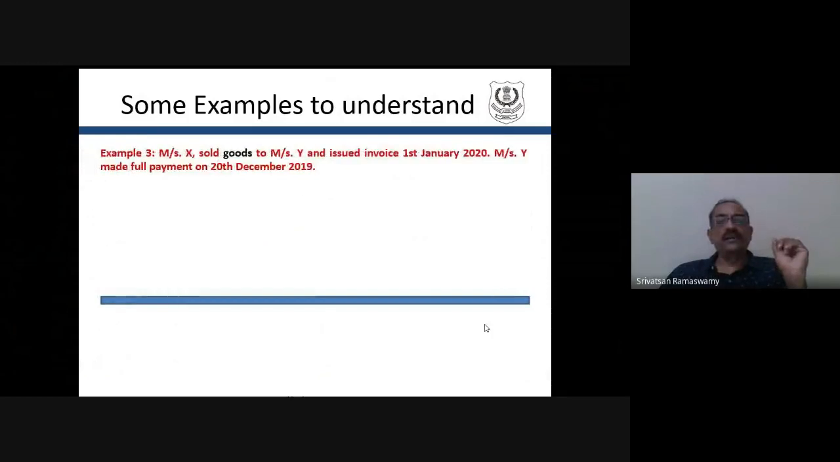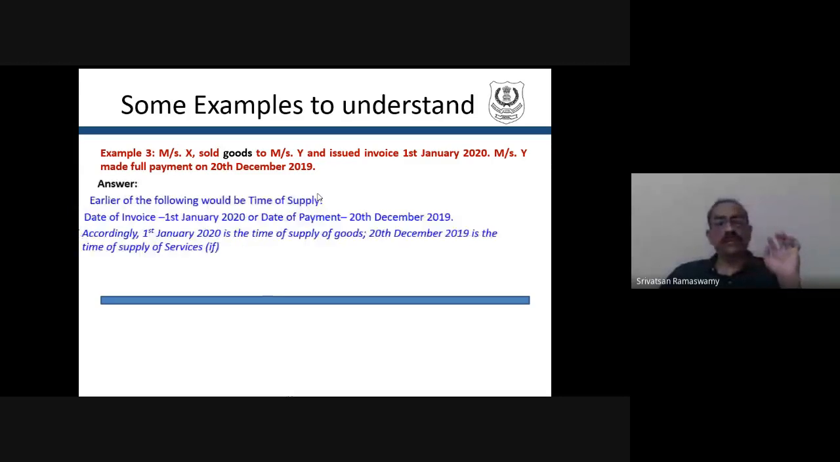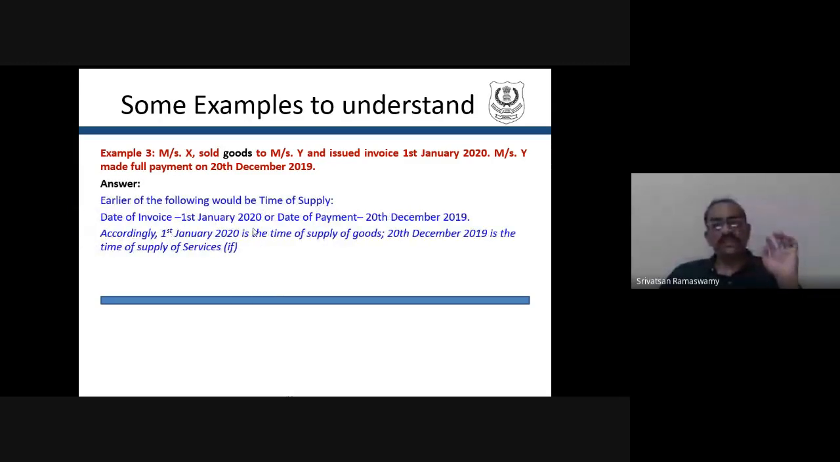Some more examples. Messrs. X sold goods, I have highlighted goods here, to Messrs. Y and issued invoice on 1st of January. Messrs. Y made full payment on 20th December 2019. What will be the time of supply? The answer here is earlier of the following would be the time of supply. Date of invoice is 1st of January. Date of payment is 20th of December. Because it is with reference to supply of goods, the receipt of advance on 20th of December will not come into play. It shall be only the date on which the invoice has been raised.